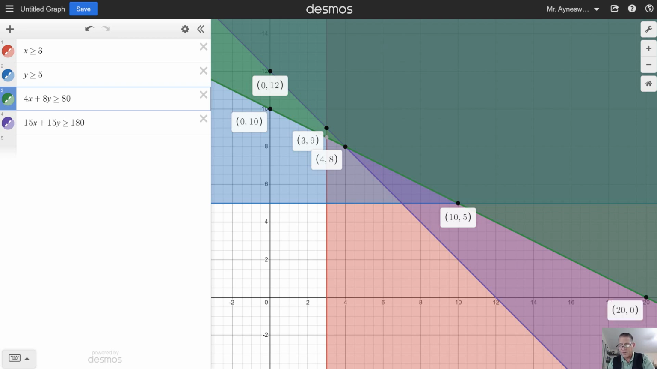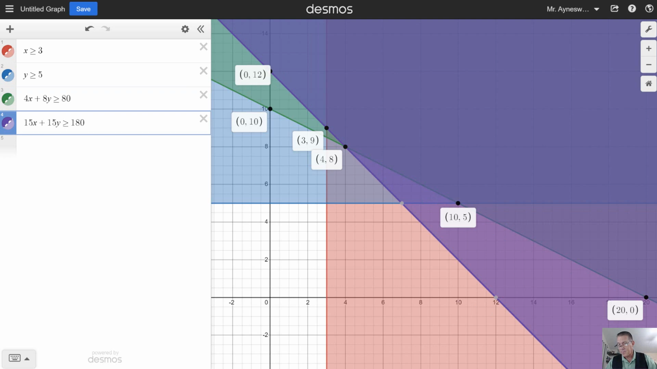I'm clicking on all the intersection points here, just to show you that the graph we created is the same. This darkest region to the upper right is the feasible region. So let's go ahead and bring this in.